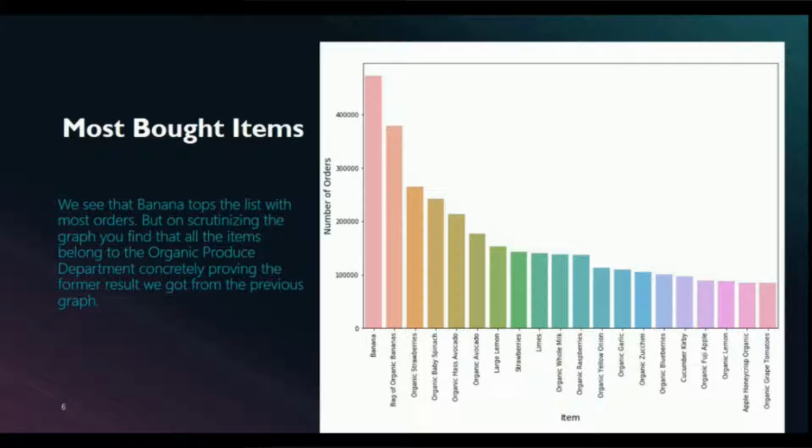This bar plot shows the top 20 bought items. We see that all these items belong to the organic produce department, concretely proving the point we made in the former slides.